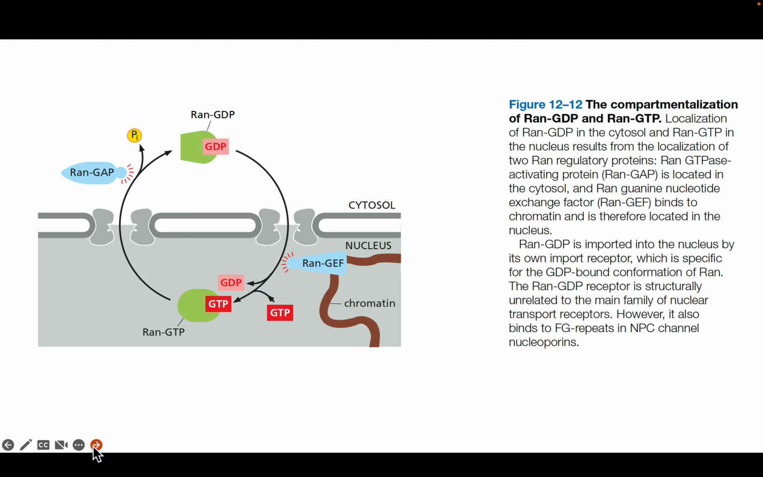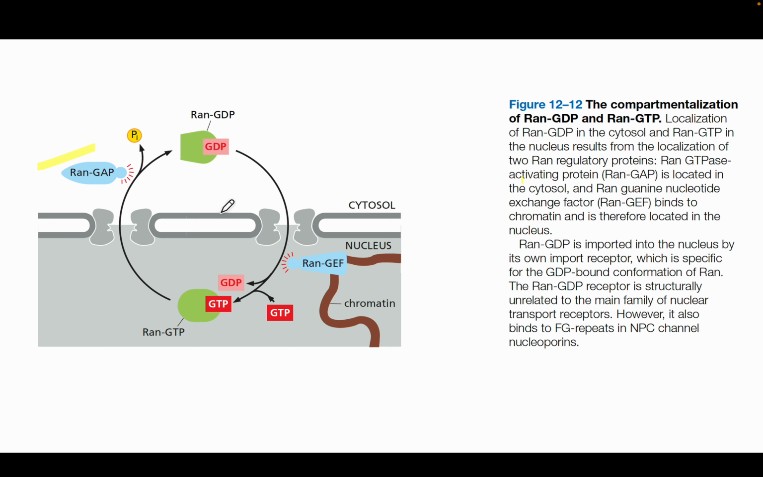Now, as we were talking about the compartmentalization of RAN-GDP and RAN-GTP, the localization of RAN-GDP in the cytosol and RAN-GTP in the nucleus results from the localization of two RAN regulatory proteins. One is RAN GTPase-activating protein, RAN GAP. What is a GTPase? It hydrolyzes GTP. RAN GAP is located in the cytosol, and the RAN guanine nucleotide exchange factor, RAN GEF, which transfers GDP to GTP, binds to chromatin and is thereby located in the nucleus.